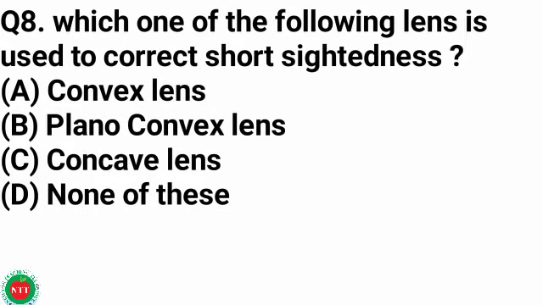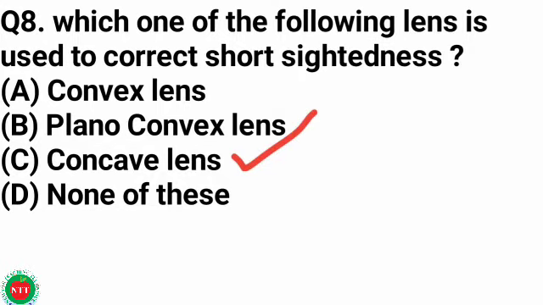Question number 8: Which one of the following lenses is used to correct short sightedness? Convex lens, plano convex lens, concave lens, D, none of these. And the right answer for this question is option C, concave lens.